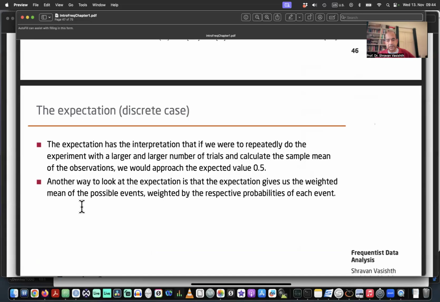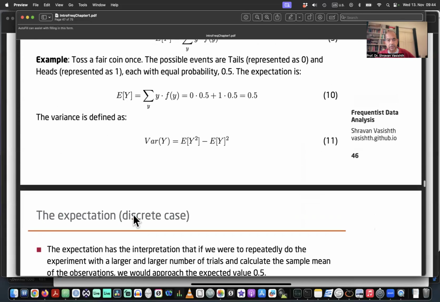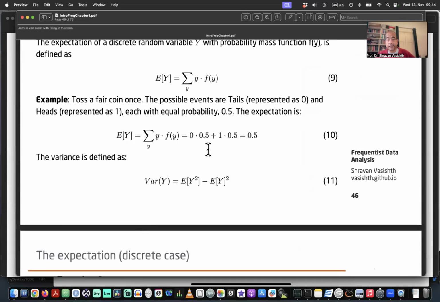I've misrepresented this here. I'm sorry. Well, I'll fix this later on. But basically, it really is a weighted sum. It's not a weighted mean. Okay, so I misspoke here. So we are weighting this sum by these probabilities here. Okay, so that's how you can think about it.